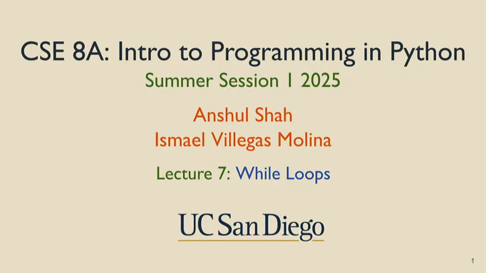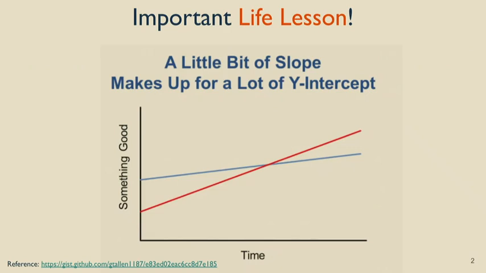So let's continue on. Oh yeah, a little quick important life lesson. So a little bit of slope makes up for a lot of y-intercepts. So basically what this is trying to say is that if you try to do something good, just a little bit better every single day, at one point you're going to be doing even better than if you just kept on with a different slope without doing something good additional every day.